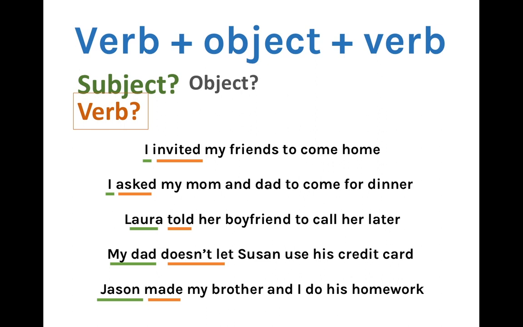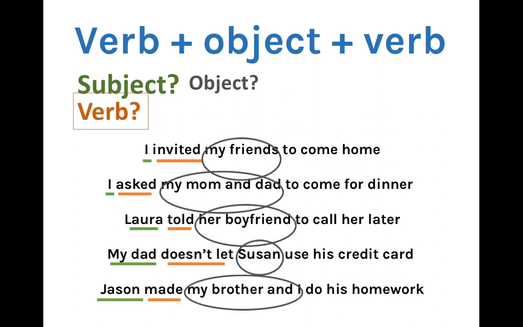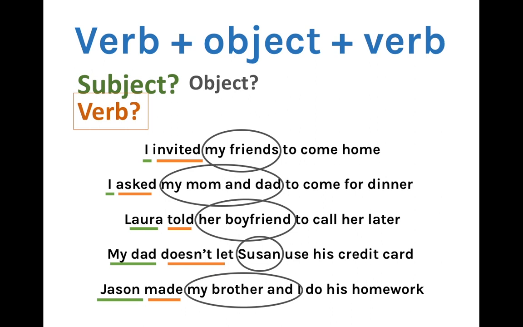Now, which one is the object of the verb in the sentences? The object of the verb invited is my friends. The object of the verb asked is my mom and dad. The object of the verb told was her boyfriend. The object of the verb let is Susan. And the object of the verb made is my brother and I.